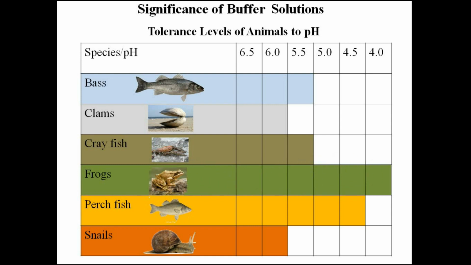In the case of frogs, they can actually live even in acidic conditions up to 4 pH. And when we talk about the perch fish, it can live at 4.5, I mean 4.5 to 7. And in the case of snails, they are also very sensitive to acidic pH. They can live only up to 6.